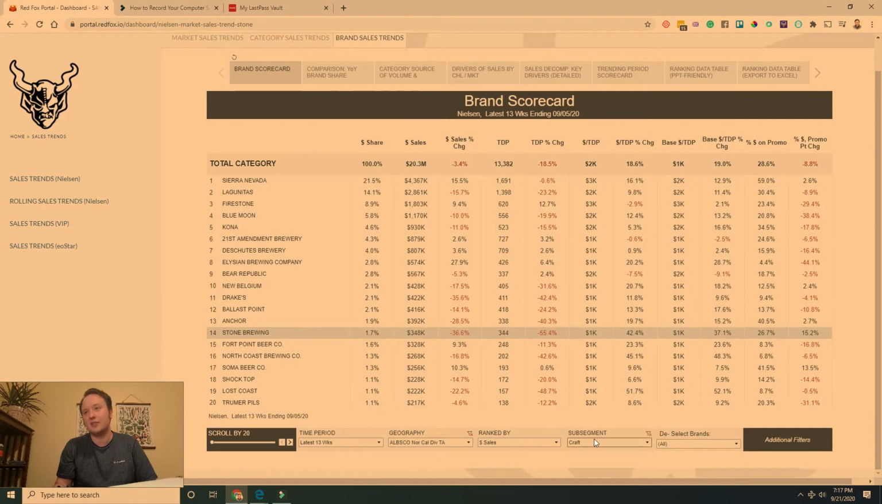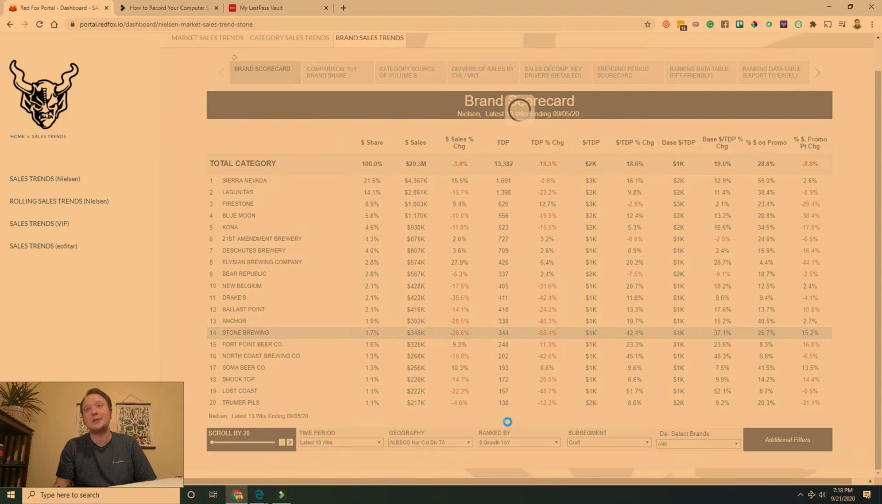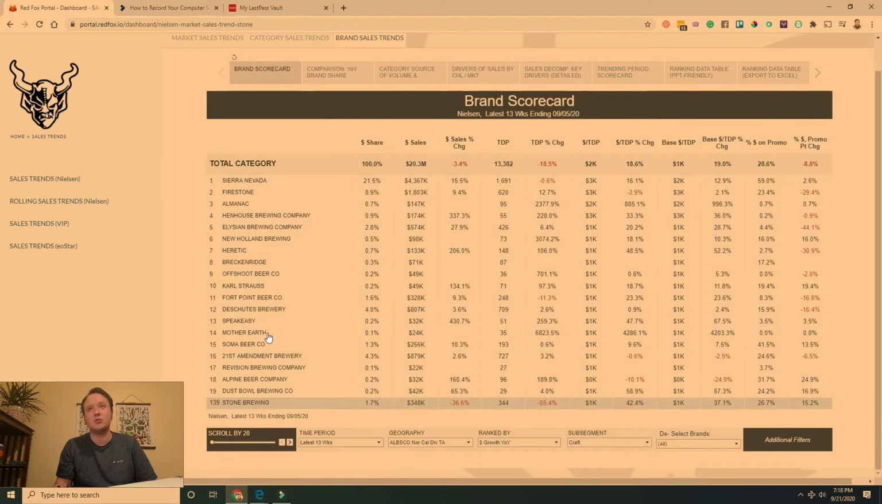You can see it's ranked, subsegment, and we can deselect brands. So here we're ranking by dollar sales, but we've gone ahead and put it in a smart rank. So maybe I instead want to look at dollar growth. I want to know how I am doing in relation. Oh, not as much growth in the craft segment. Stone jumps down to position 139. Maybe we'll go back to dollar sales. That sounds like a better area for us to be.